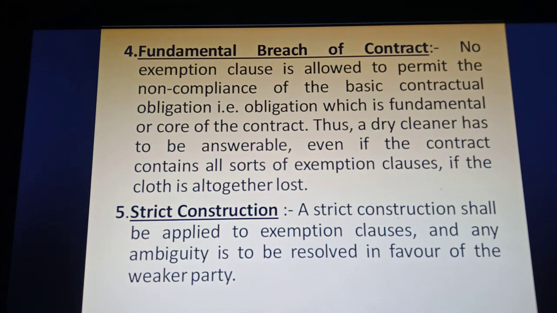So this is something about the standard form of contract: what the standard form of contract is and what the various ways are to protect the interest of the weaker party. Thank you very much.